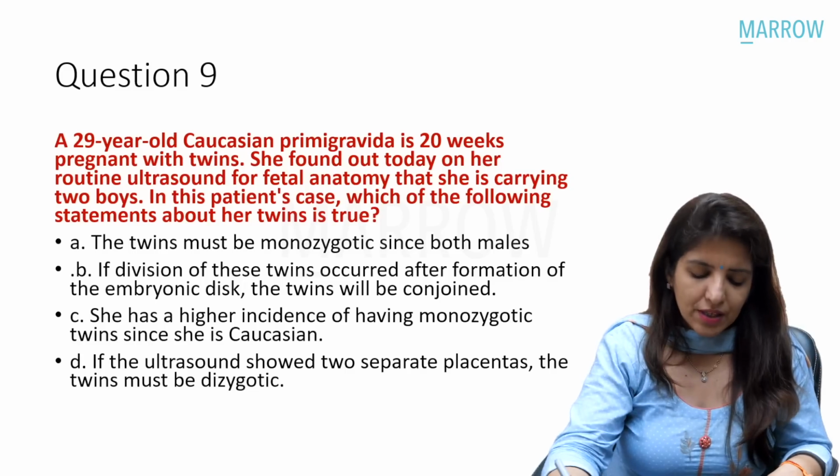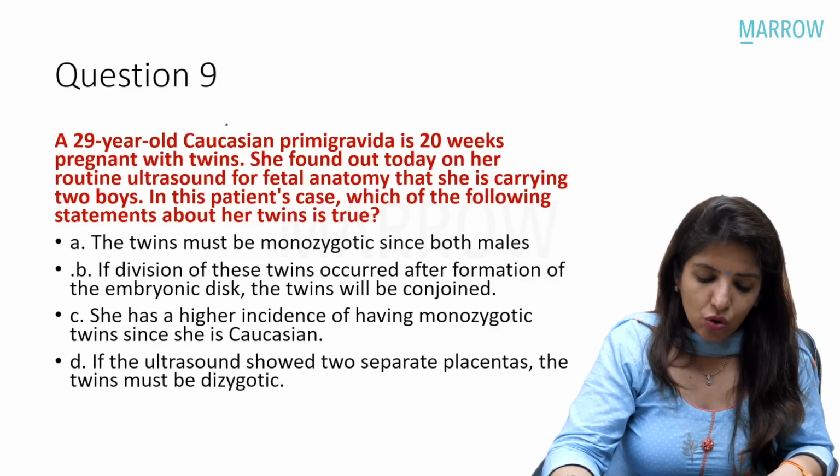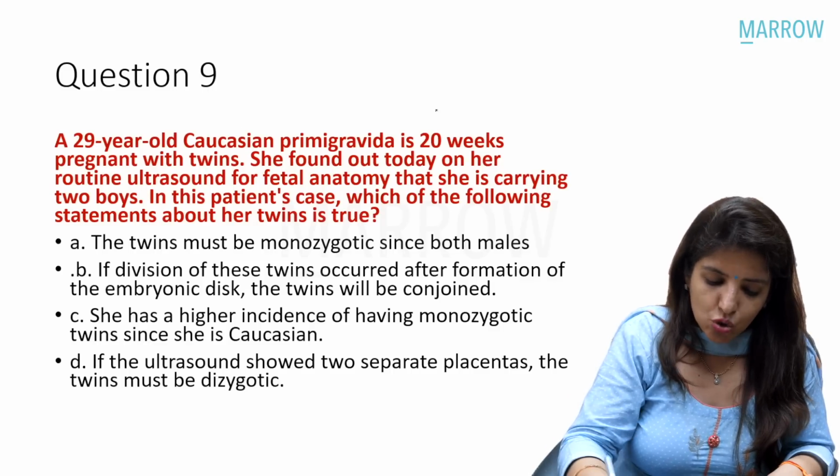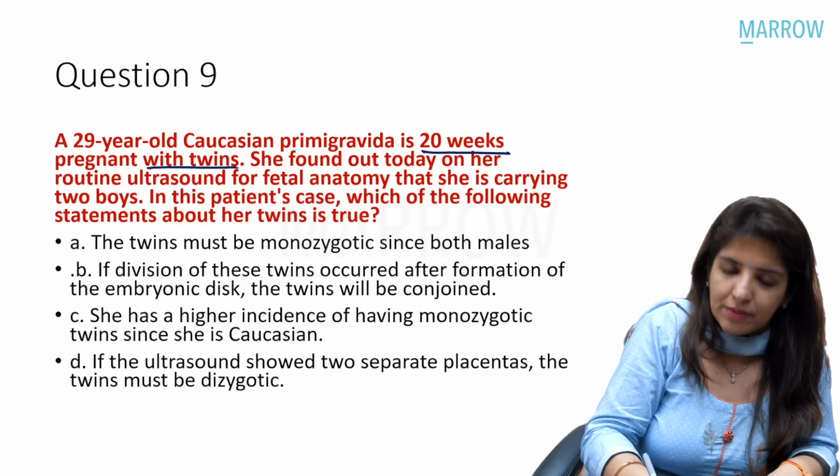Okay. Next question. A 29-year-old Caucasian primigravida is 20 weeks pregnant with twins. Right?